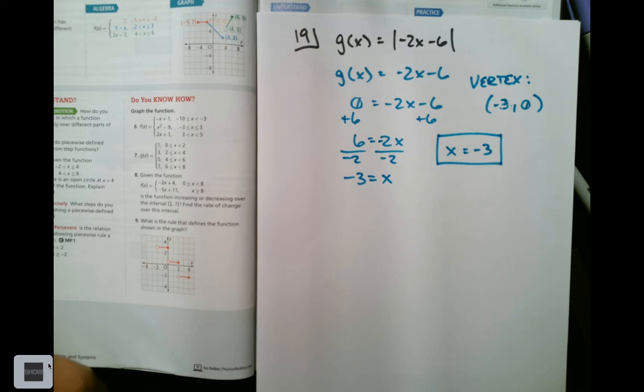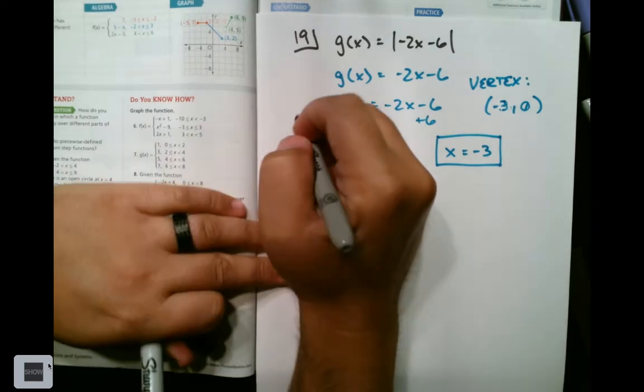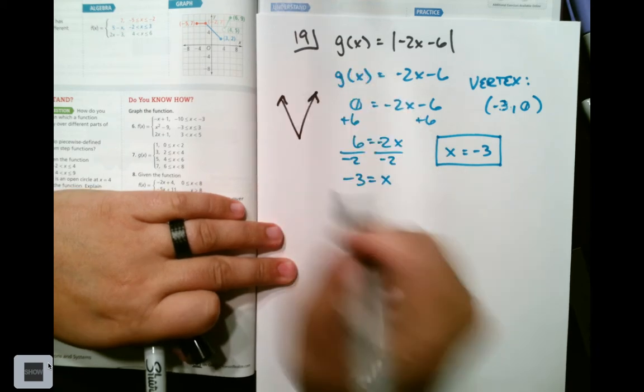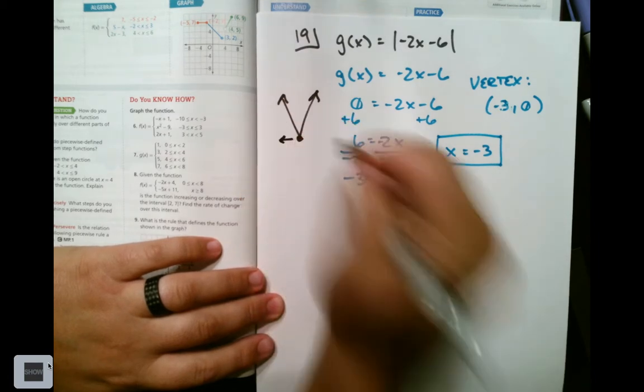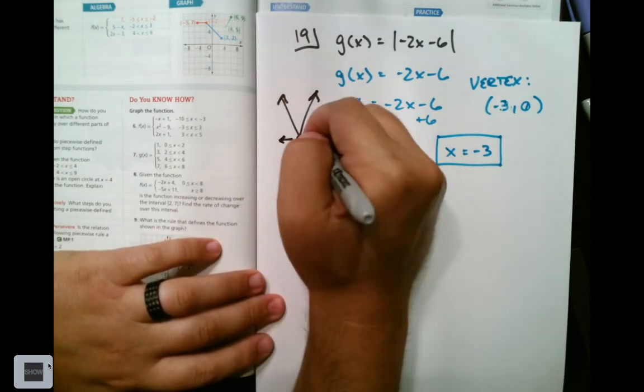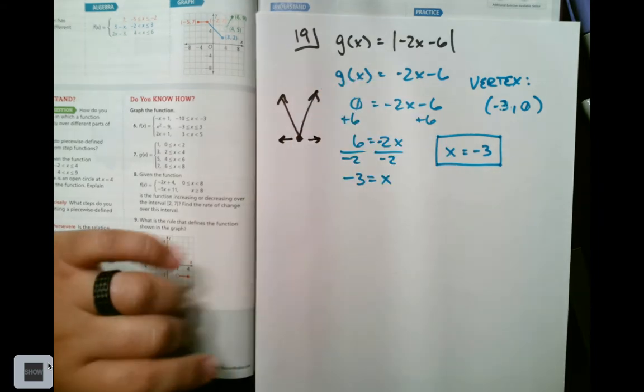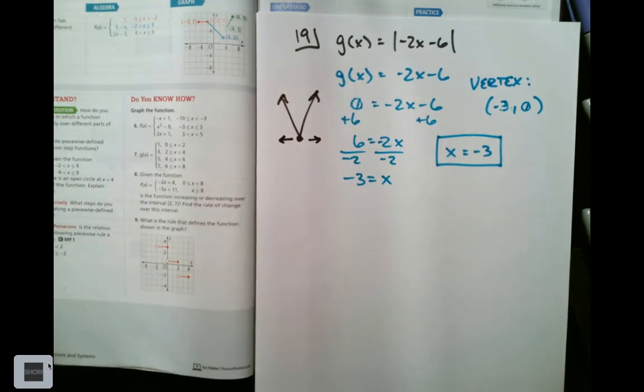Now that I have the vertex, what I have to do is calculate the lines. If I have this as an absolute value function, I want to find a point to the left of it, which is going to help me find this line. And then I want to find a point to the right of it, which is going to help me find the second line. Pick a point. It doesn't matter what you pick. You could pick negative 10, negative 100. You can pick any value you want. Just for ease, I'm going to pick a nice even number like negative 4.